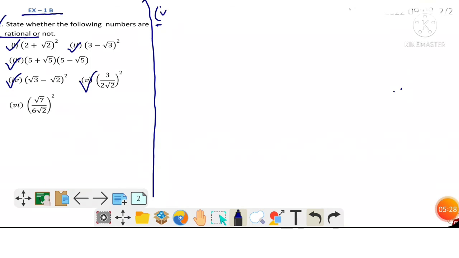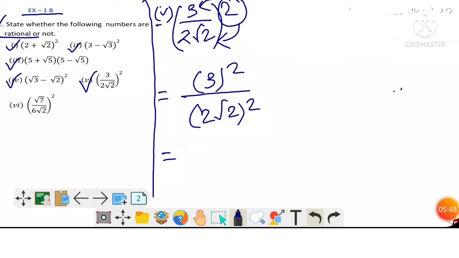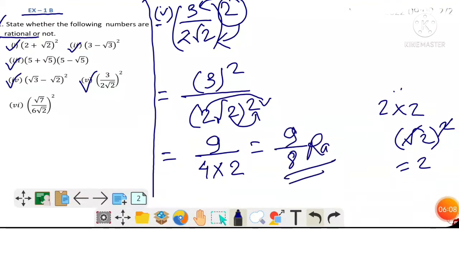Next we have question number 5. It is 3 upon 2 root 2 whole square. So directly you have to square it. So this square is for 3 also and 2 root 2 also. So we can do it as 3 square upon 2 root 2 square. So 3 square is 9 and 2 square is 2 into 2, 4. And root 2 square is again the square will cancel the root and you'll have 2. So 4 into 2. So we got the answer 9 by 8. So yes, it is a rational number.